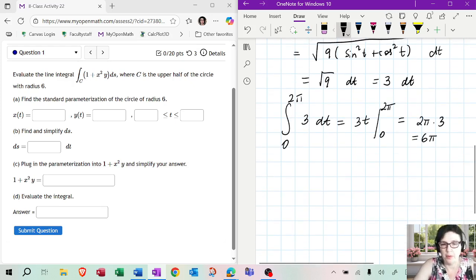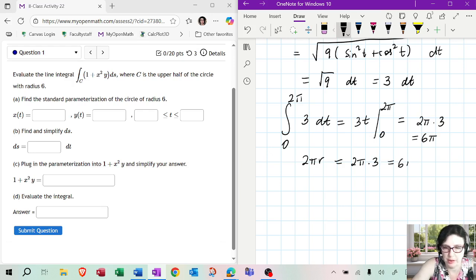Now remember that the circumference formula for a circle is 2 pi r. Hopefully you remember that from geometry maybe. And that's exactly what we got, because our radius was 3. So we would have gotten 6 pi if we knew the formula, but I just showed you that that's also true.